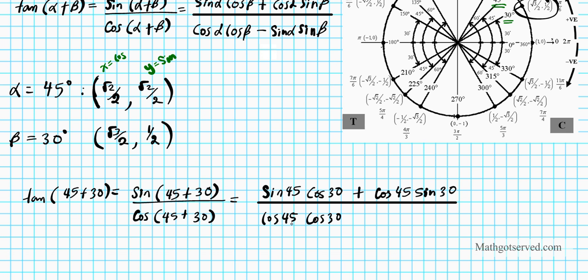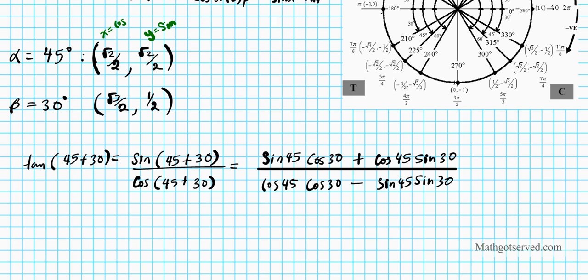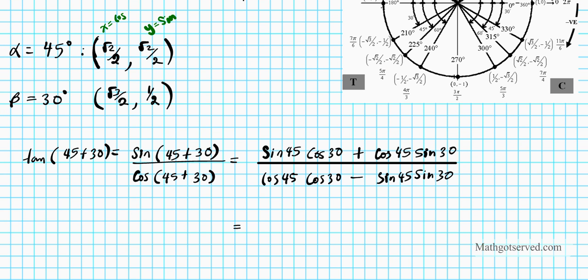Trig functions stay the same, sine flips, minus sine 45 sine 30. Okay? Now, what is sine 45? Let's do the numerator first, evaluate each expression in the numerator, and then we'll shift to the denominator, okay? All right, so what is sine 45?